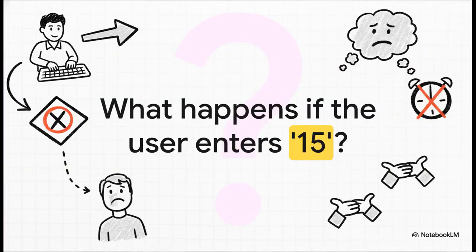Okay, but what about this? What happens if the condition is false? Say a user enters 15. The computer checks, is 15 greater than or equal to 18? The answer is false. And since we only told it what to do if the answer was true, it does absolutely nothing. The program just ends. That's not ideal, is it?